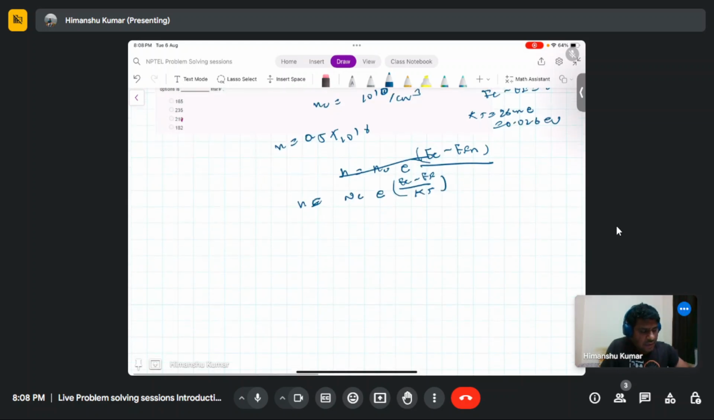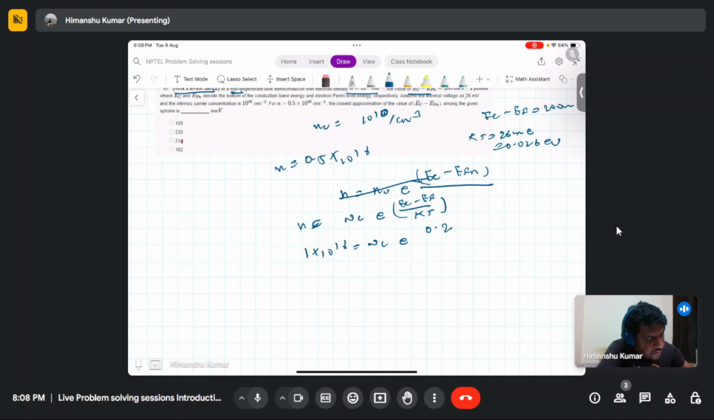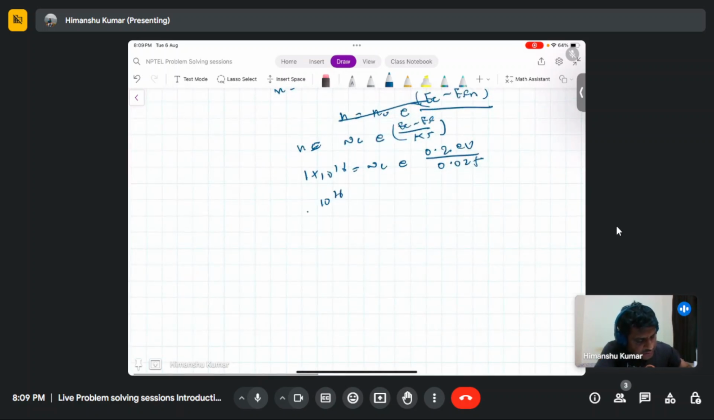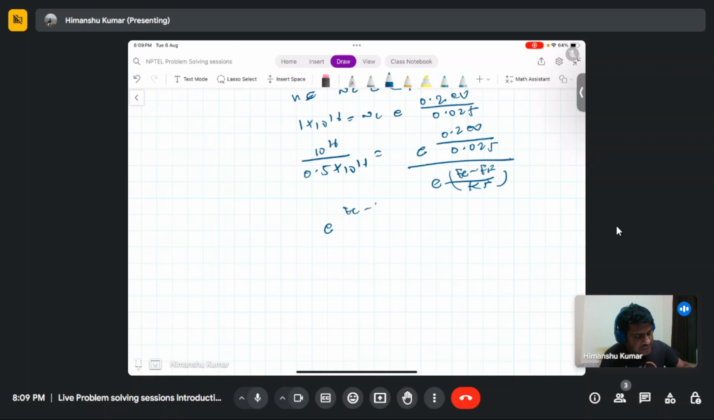So for 1 into 10 power 16, NC exponential of minus (EC minus EFN) is given as 0.2 electron volt divided by 0.025. If you take the ratio, 10 power 16 divided by 0.5 into 10 power 16, NC will get cancelled, giving exponential of 0.2 by 0.025 divided by exponential of (EC minus EFN) by kT. So exponential of (EC minus EFN) by kT will become 0.5 into 10 power 16 divided by 10 power 16, times exponential of 0.2 by 0.025, and this 10 power 16 will get cancelled.